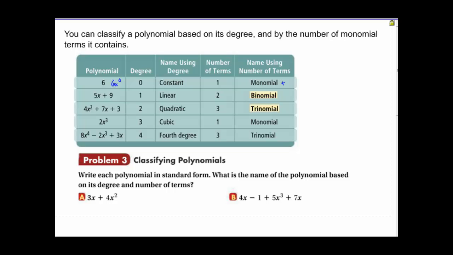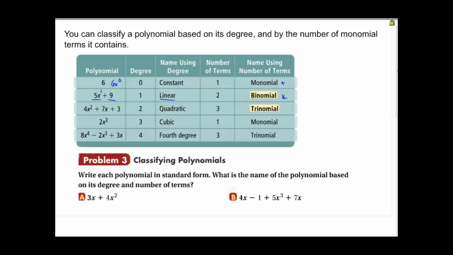If we have 5x plus 9, we've dealt with this. We know that x is raised to the first, which is linear. So it's a first degree. We call it linear, just like our linear lines. It has two terms, a monomial here and a monomial here that we're adding. We call two terms, just like a bicycle, a binomial.